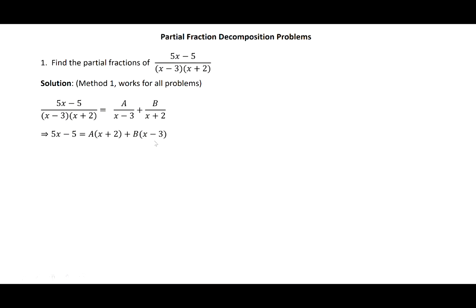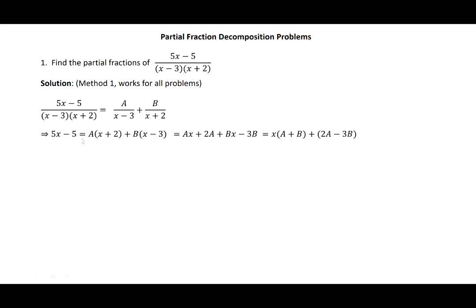At this stage, we can just multiply out, distribute the whole thing out, and gather all the like terms. What do I mean by that? The terms that have an x in them and the constants. So gather the terms with an x in them. So you get x times (A plus B), and the constant is 2A minus 3B. Simple? And now here is the idea.